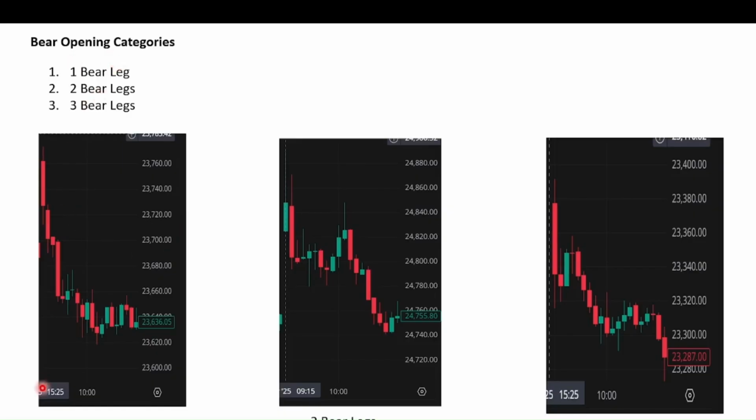So let's see the 3 categories. This is category 1, where by 10:50 the market only made 1 bear leg. So here you can see, let me take the pointer.